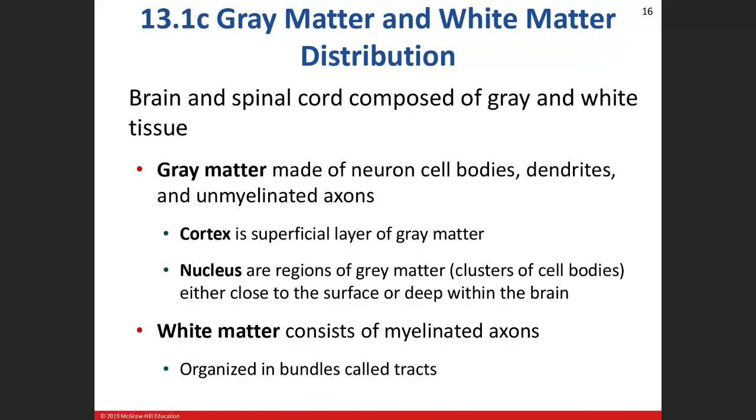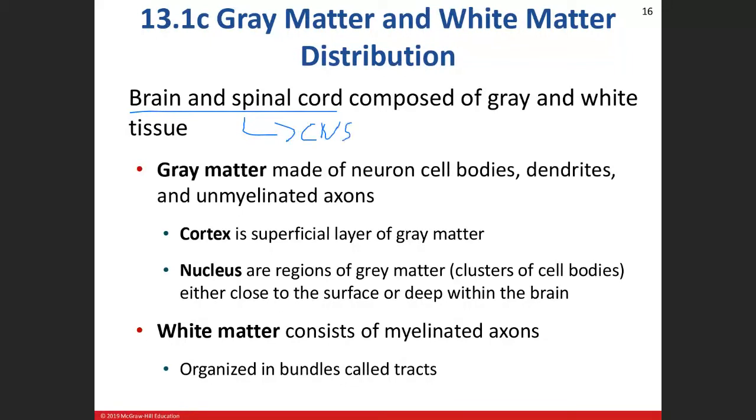What is white matter, what is gray matter, and then the names of what we call it depending on where we are in the central nervous system or the peripheral nervous system. All right, so when we're dealing with the central nervous system, remember these two structures, the brain and the spinal cord, that is the CNS.